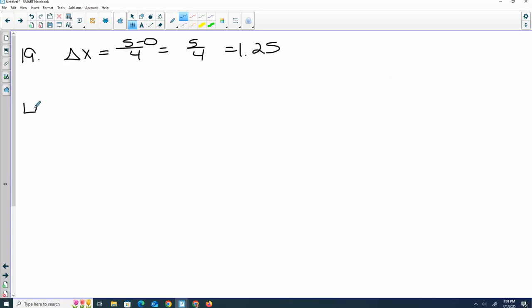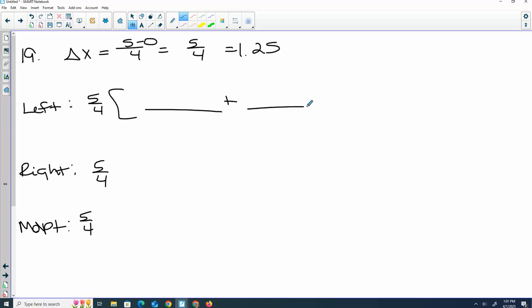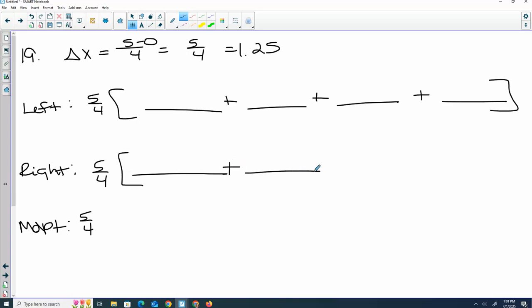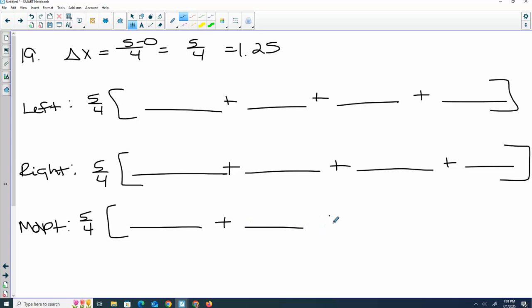So for the left hand, all of these have a width of 5/4. So for all three, we're starting with 5/4 times something. And we are doing 4 pieces. So we have 4 things that we add together on all of them. The only difference is where we start. So my interval began at 0. It ended at 5/4, or 1.25.